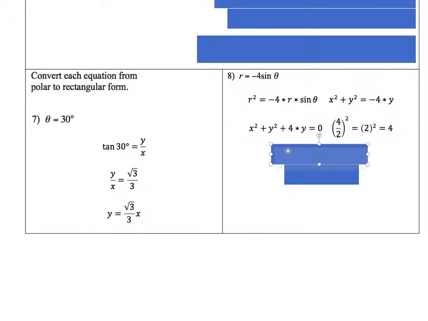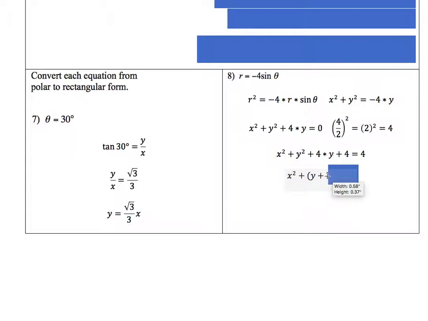So now when I complete the square, this x squared is just going to be by itself. But I'm going to add 4 to this side to complete this square. But when I add 4 to one side, I have to also add 4 to the other side. Okay? Now I can write this in the correct format. X squared is just going to be x squared plus, and then y plus 2 squared, and then equals 4.